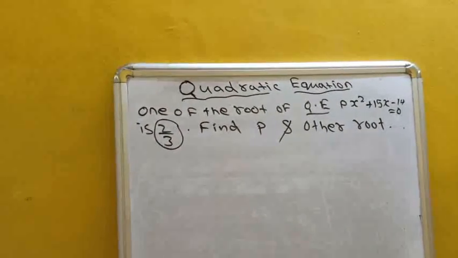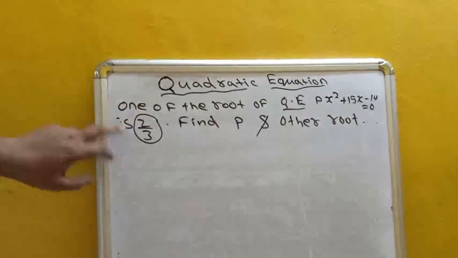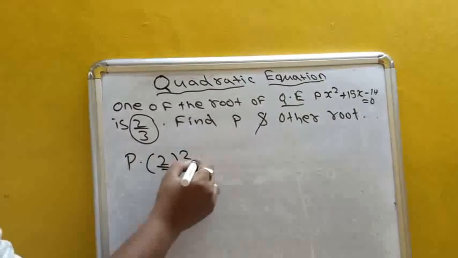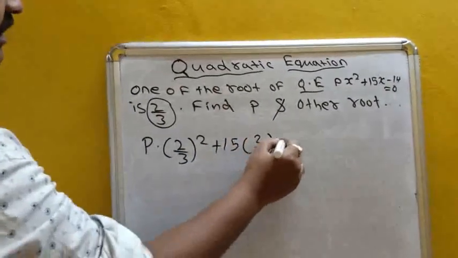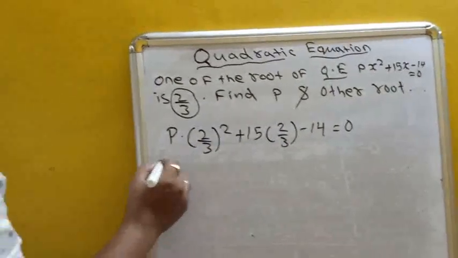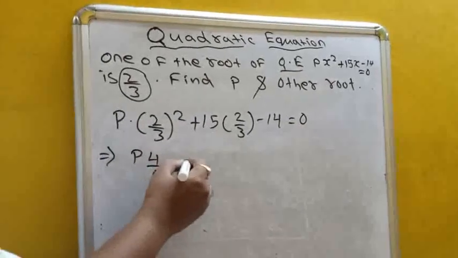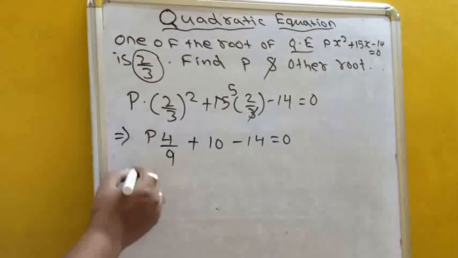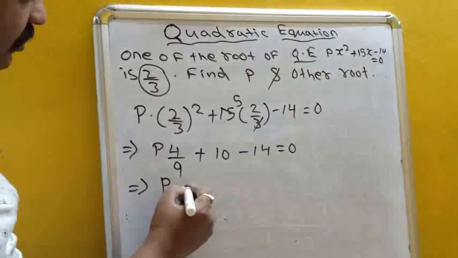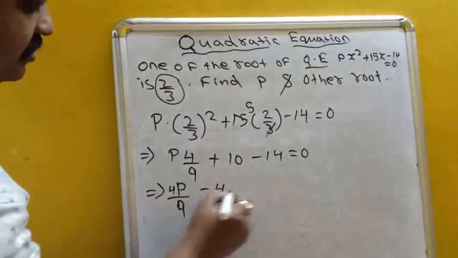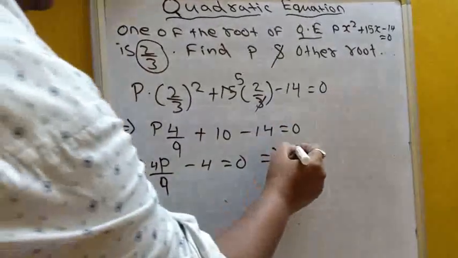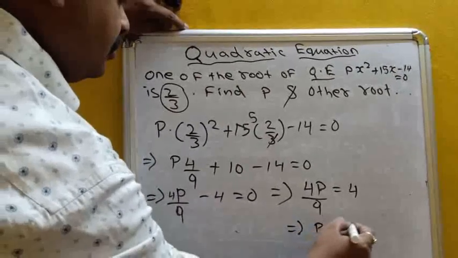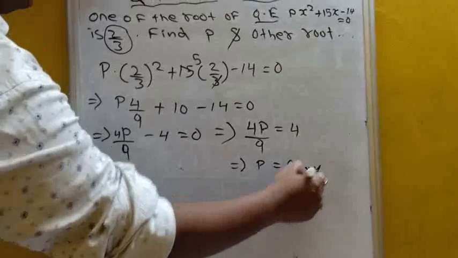Before that, I told you if one root means one solution, that is the value of x. So what do you have to do? First, you write p into (2/3) square plus 15 into 2/3 minus 14 equals 0. So what do you have to write here? p into 4/9 plus 3 1s are 3, 5s are 5, 2 how much? 10, minus 14 equals 0. So what can you write? 10 minus 14 equals how much? Minus 4. So 4p by 9 minus 4 equals 0. Then 4p by 9 equals 4. Therefore p equals 9 by 4 into 4. 4 cancels, p equals 9.